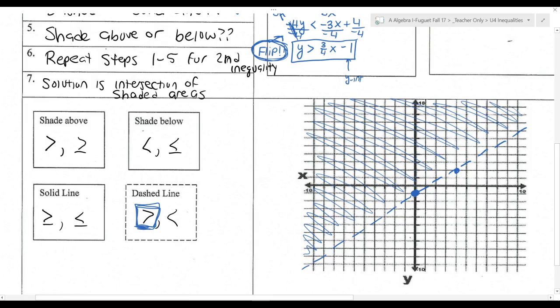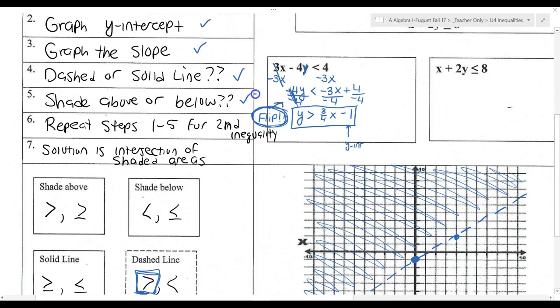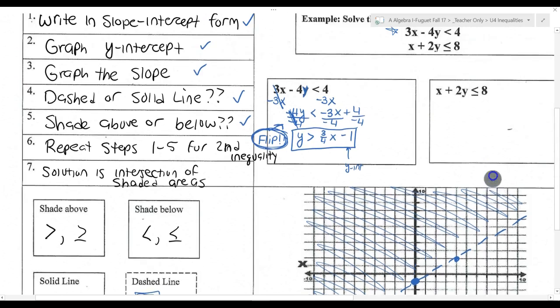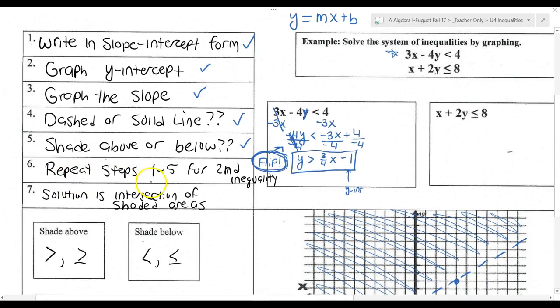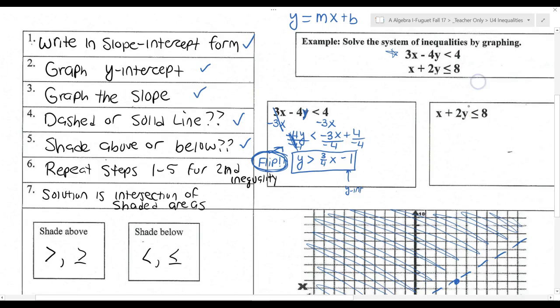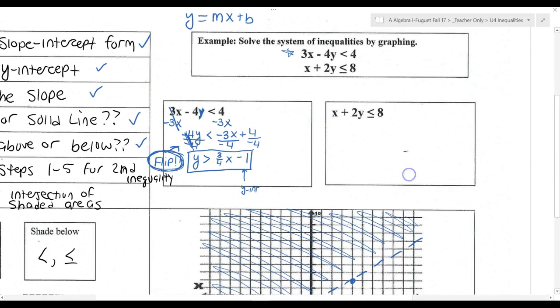And if this was just a regular inequality graph that we've been doing for the last couple classes, we would be done our question. However, with being a system, we now have 2 or more inequalities to graph on the same paper. So we now have to repeat steps 1 through 5 for our second inequality. So I'm going to change to the red marker now. And we're going to go through the exact same steps for x plus 2y is less than or equal to 8.